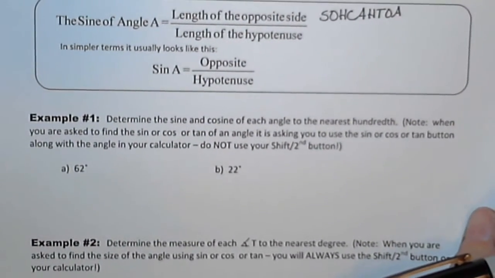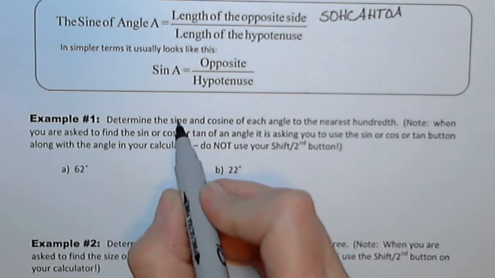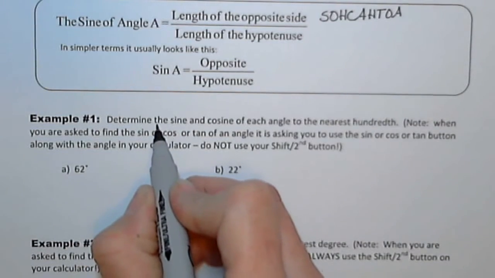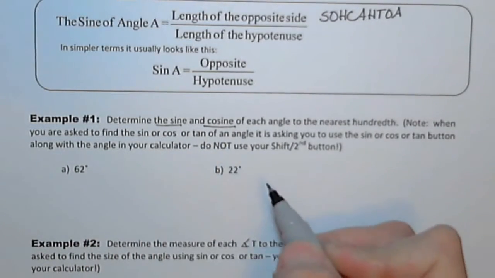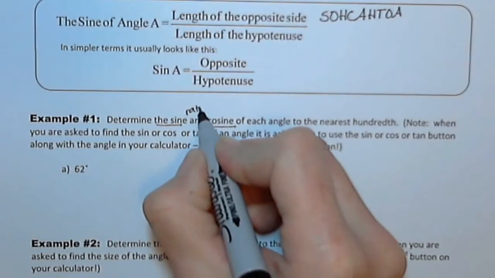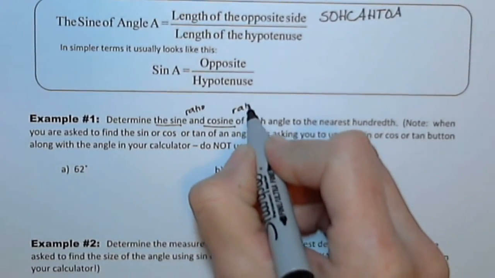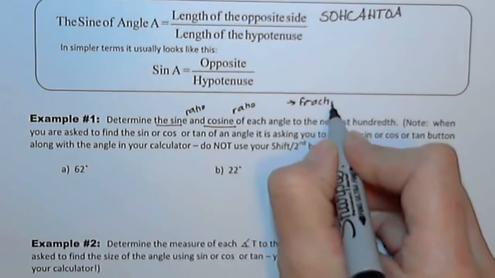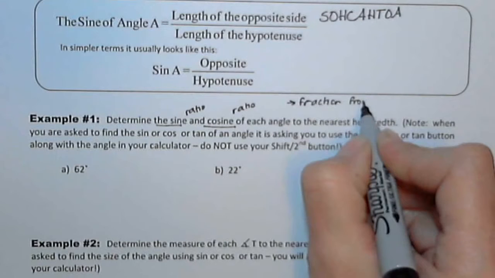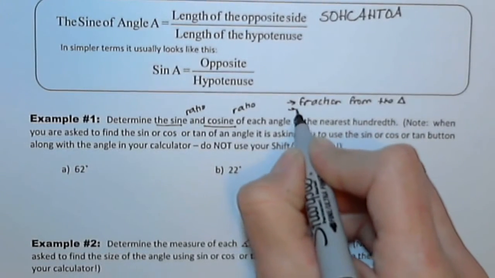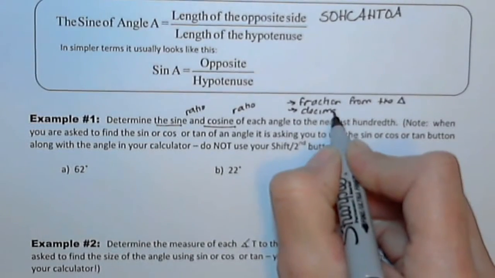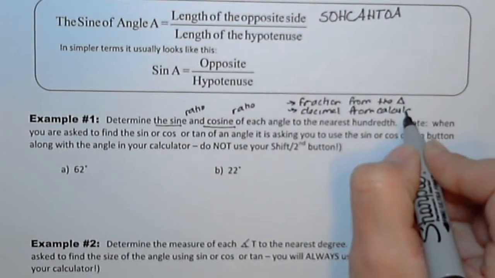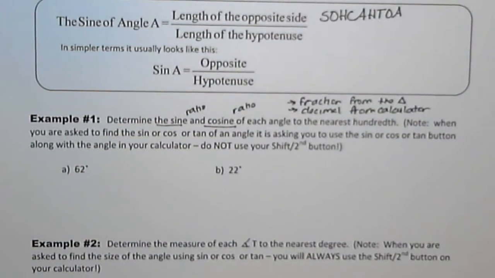Now again, the wording of these is important, and the first one says determine the sine and cosine of each angle to the nearest hundredth. If it asks you to find the sine or the cosine, and sometimes it'll be followed by the word ratio, sometimes it won't, what they're asking you to find is either the fraction from the triangle, or the decimal from the calculator. And you do not hit the shift button to do these ones.